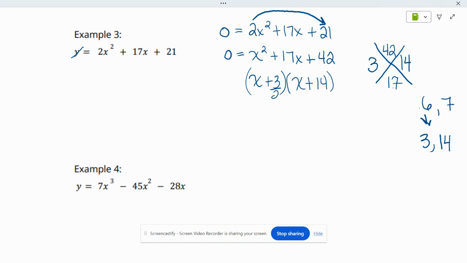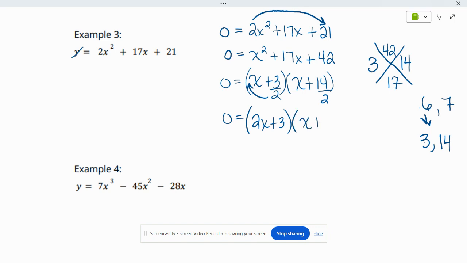But don't forget, we have to do the divide part. We slid. Now we've got to divide. Slide and divide. So let's see. Does 2 divide 3 nicely? No, that's got to go back up front. So my first factor is 2x plus 3. What about my second factor? Does 2 divide 14 nicely?